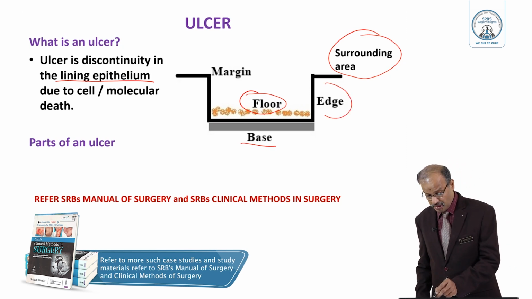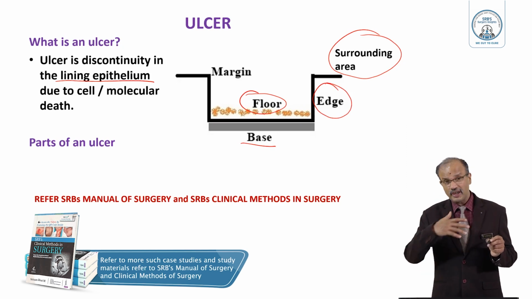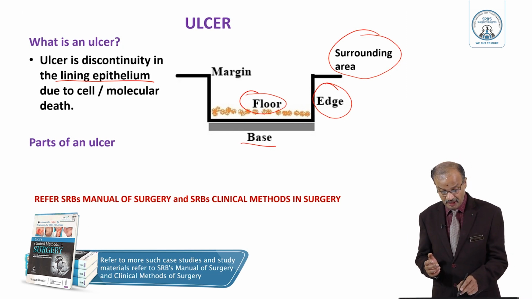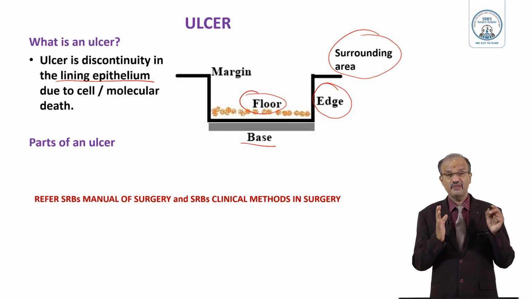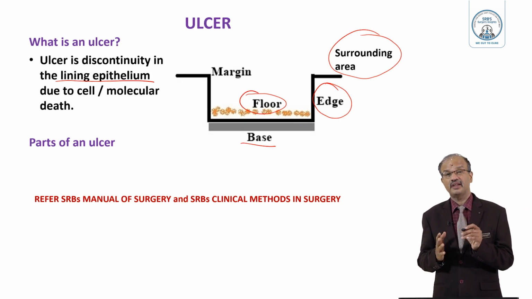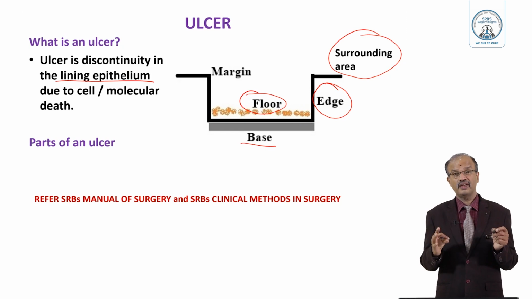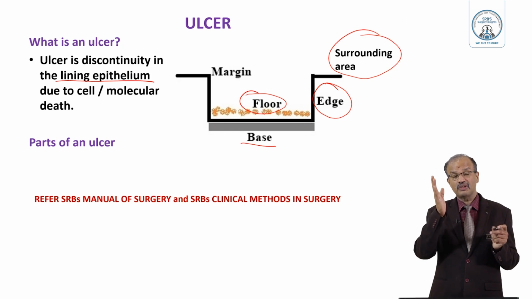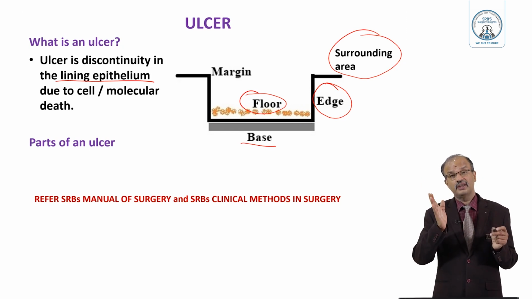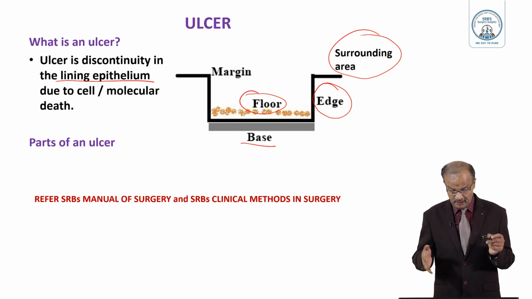Now, edge is very, very important. Often it is decisive also when you come to the clinical diagnosis. Different types of edges are there, which I am going to discuss later. So margin is what is seen from the surrounding area, where apparently normal and diseased areas meet. Margin is seen, margin is difficult to feel. Margin is described clinically as well-defined or ill-defined, regular or irregular. Edge is from the margin to the floor. It may be punched out, sloping, undermined, everted, or beaded. That point I will discuss later.